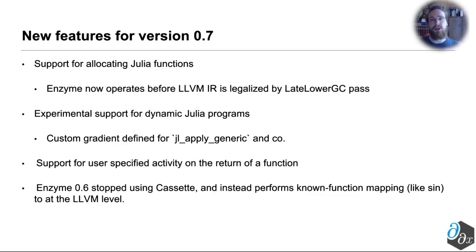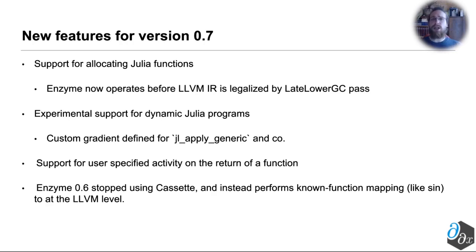If you used Enzyme.jl previously, you might have noticed a couple of limitations. Firstly, the Julia functions you wanted to differentiate could not allocate any memory, and they could not use any dynamic function calls. And so we fixed the former by moving Enzyme earlier into the pass pipeline before the late load GC pass, and by defining the appropriate definitions for object allocations and array allocations in Julia.